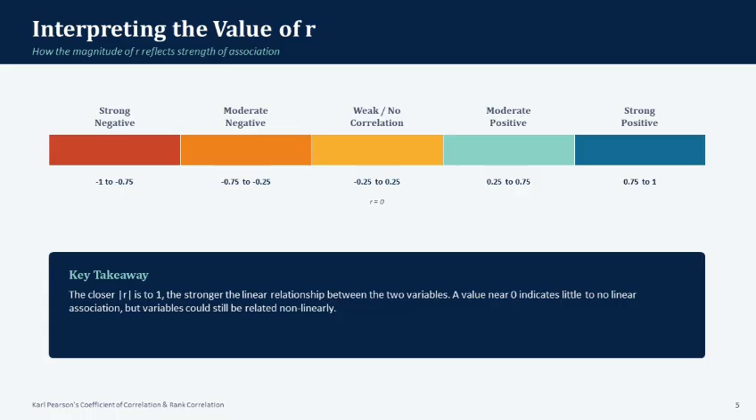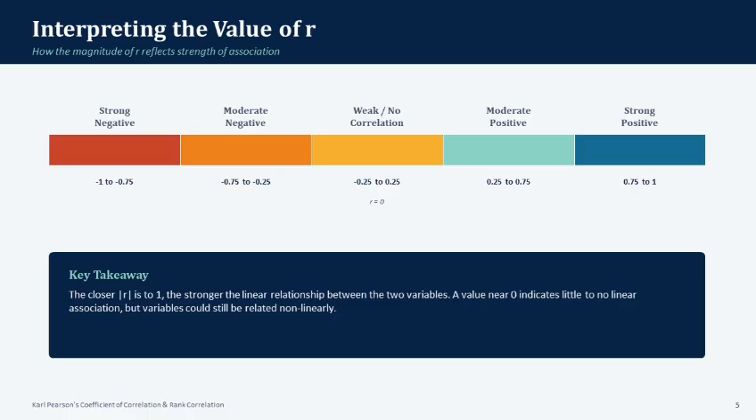Interpreting the value of r, when r lies between -1 and -0.75, the correlation is strong negative. When r lies between -0.75 and -0.25, the correlation is moderate negative. When r lies between -0.25 and 0.25, the correlation represents weak correlation. When r is equal to 0, there is no correlation. When r lies between 0.25 and 0.75, the correlation represents moderate positive. When r lies between 0.75 and 1, the correlation represents strong positive.